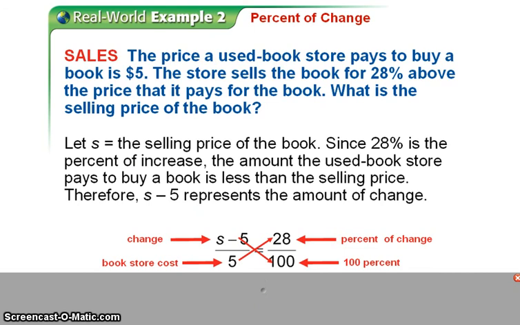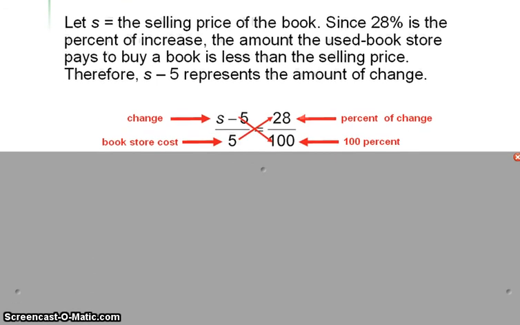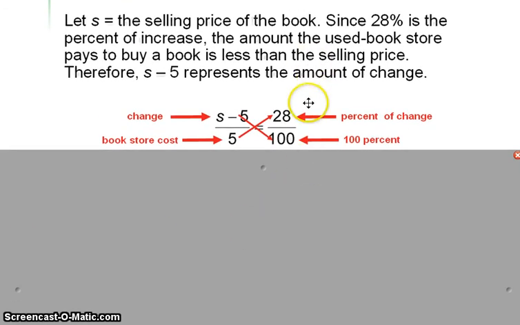So here's how we set up our proportion. Okay? This time they're giving us the percent of change. Okay, and we're trying to find what that original cost is right there. The bookstore cost is $5. That's what they've paid for it. That's what they're going to use. So S minus 5 then will be that change. Okay, so it's kind of like the other problem that we were doing, but we're trying to find something different.